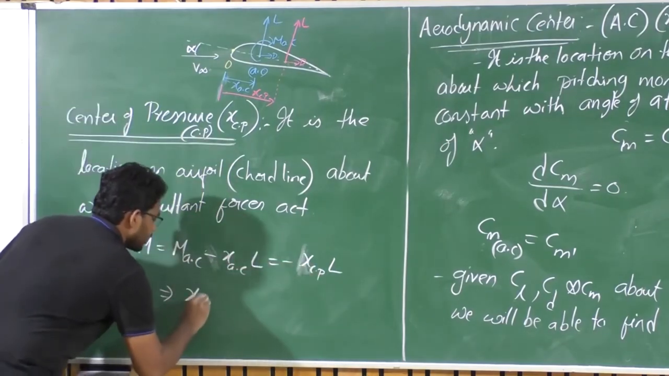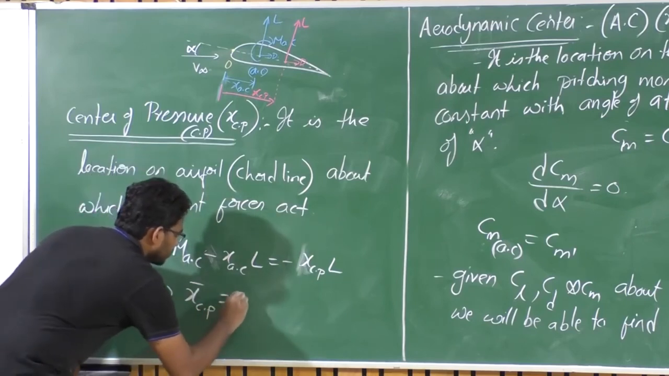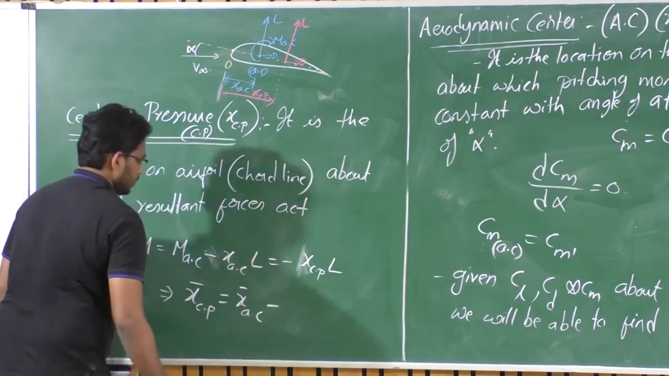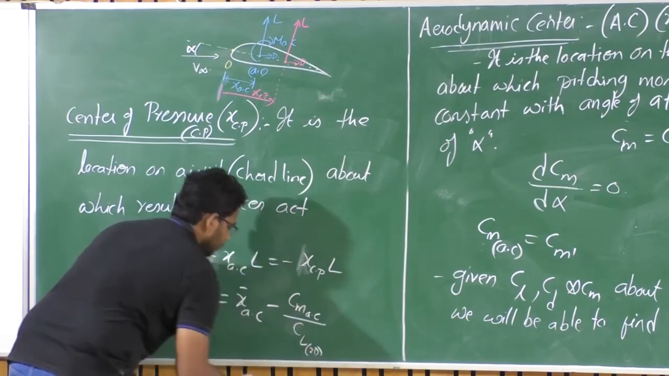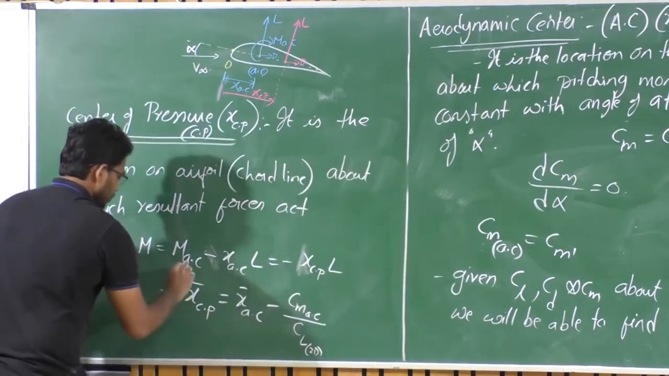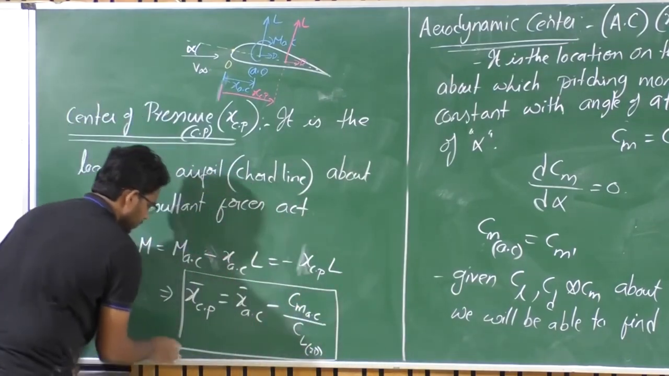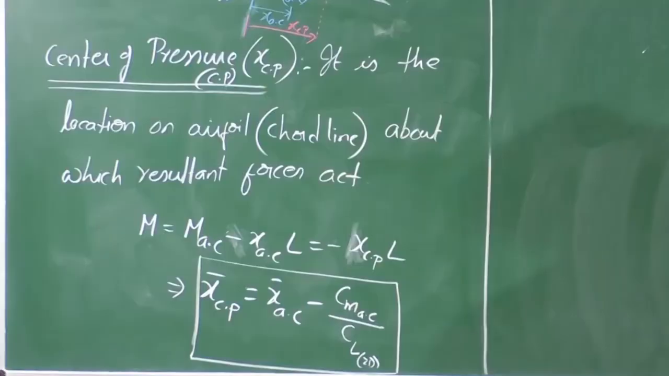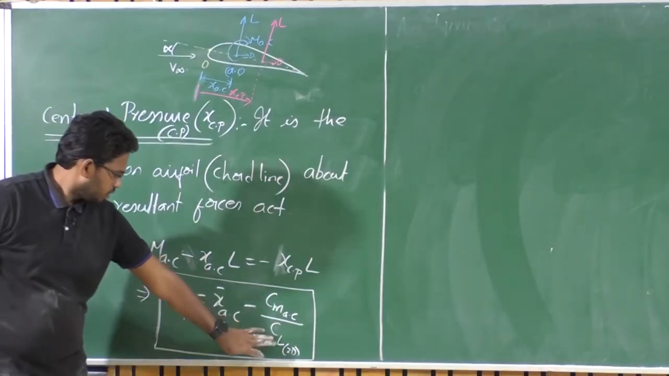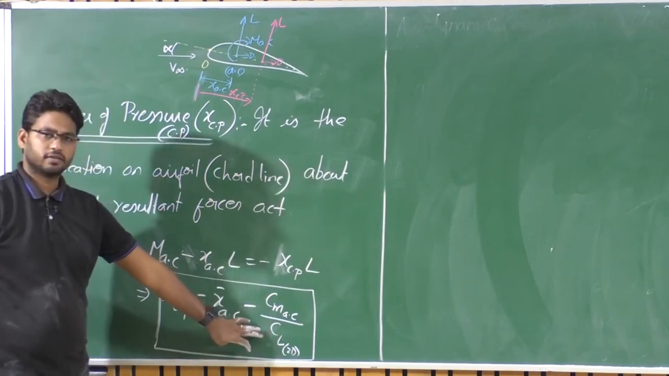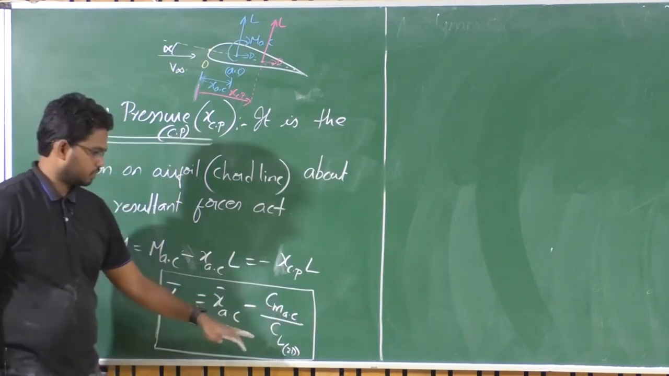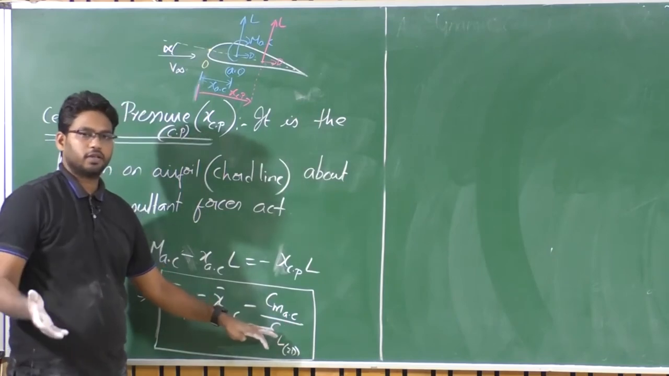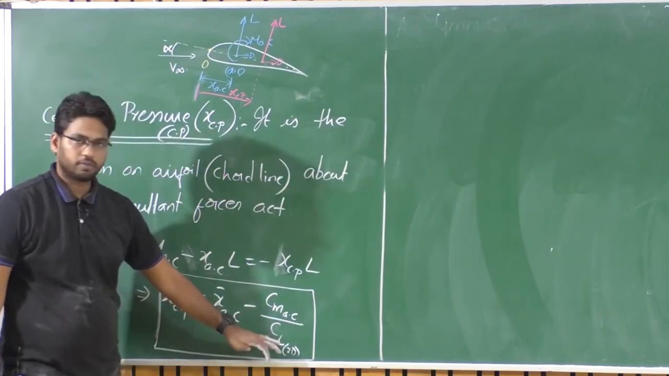So from here, what I can do is X bar CP equals X bar AC minus CM AC upon CL, right? Of course, this is 2D, CM AC upon CL 2D. So this is the relation between aerodynamic center and center of pressure. So what happens as the angle of attack increases? The CL value increases here. This CM AC is not going to change with angle of attack, of course. Why is CL increasing? Because of CL alpha times alpha, that is how you modeled it, right? CL naught plus CL alpha times alpha.